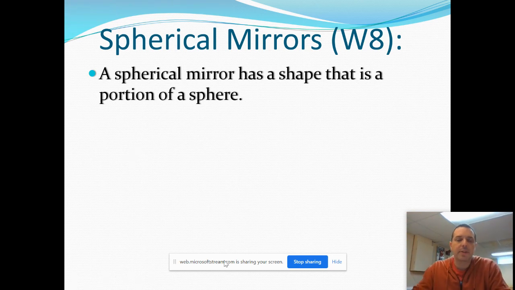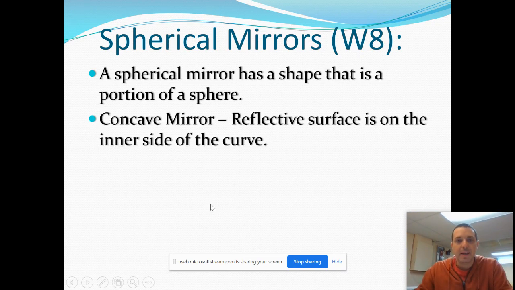Hi, honors physics students. Today we're going to talk about spherical mirrors. A spherical mirror is a mirror that has a shape that is a portion of a sphere. So that means that the surface of the mirror is consistently curved all along its reflective surface. So that is what a spherical mirror is.